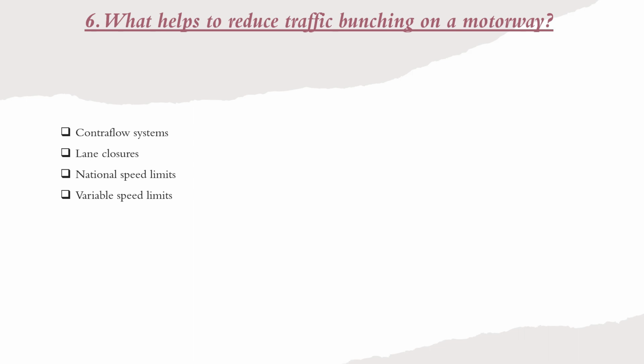6. What helps to reduce traffic bunching on a motorway? Contraflow systems. Lane closures. National speed limits. Variable speed limits. Correct answer, variable speed limits.